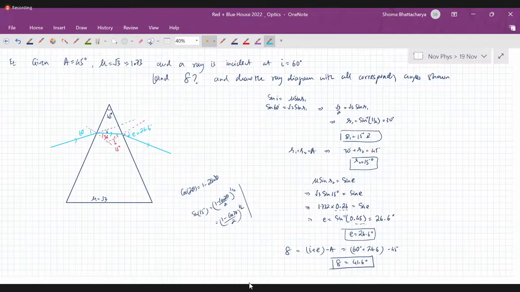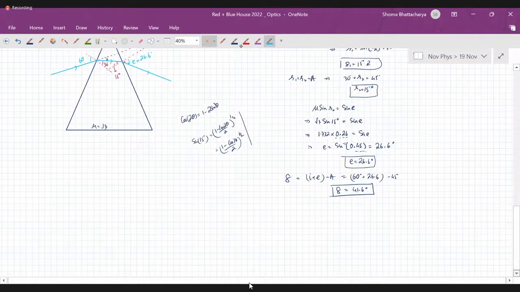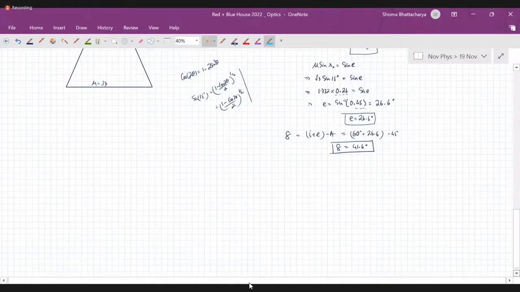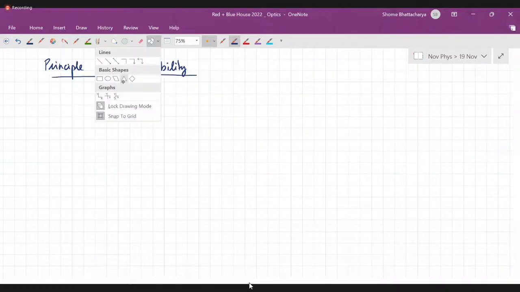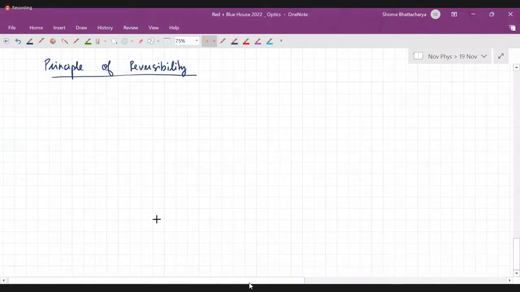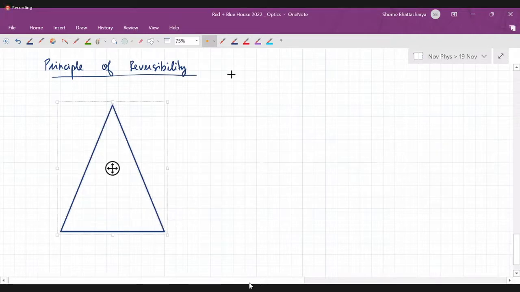Okay, so hope this is clear. Now the next concept we'll understand related to this, to further understand the behavior of deviation with respect to angle of incidence, is the principle of reversibility applied here. We can understand that through this example only, that we have a particular angle of the prism. In this case, we have taken the example that this is 45 degrees.